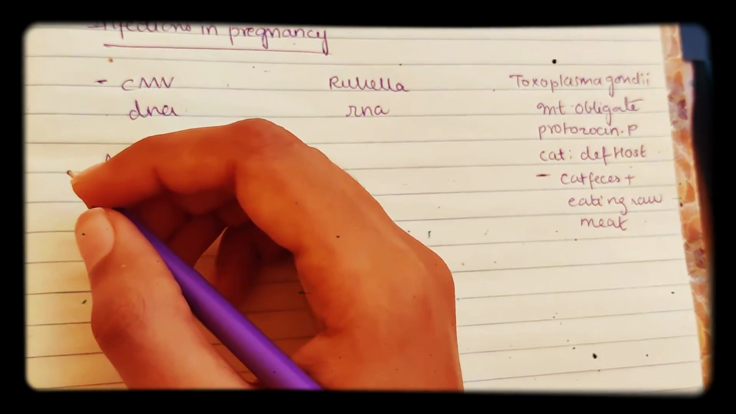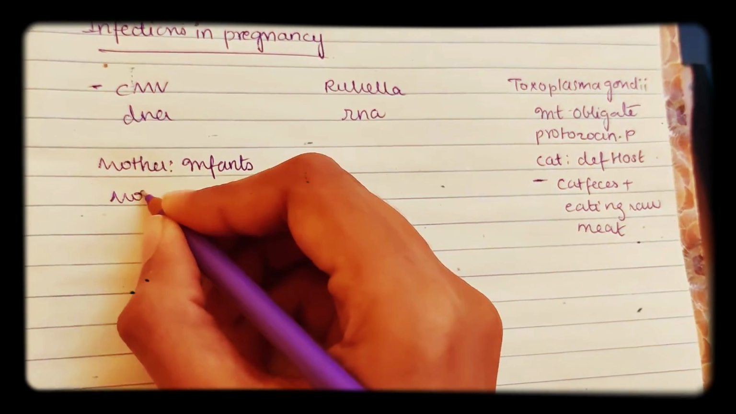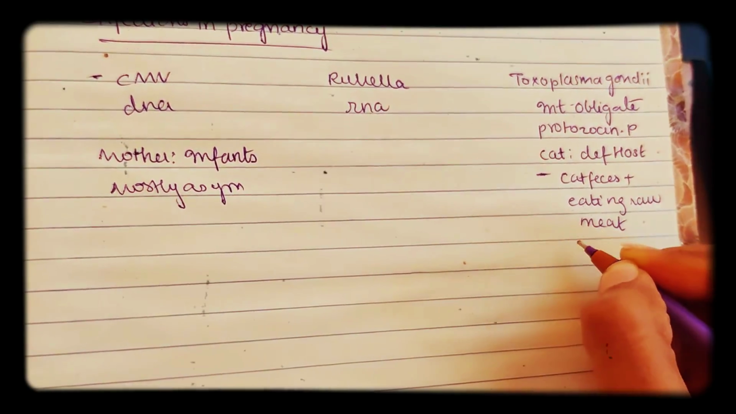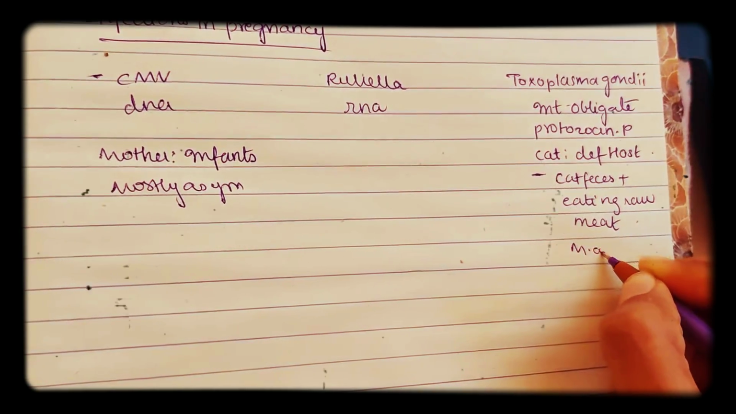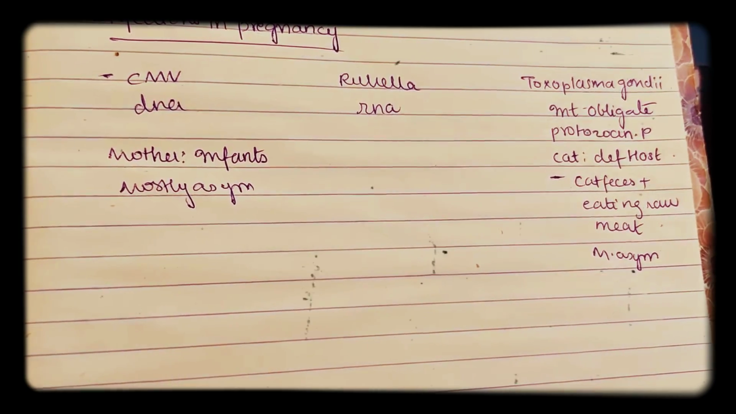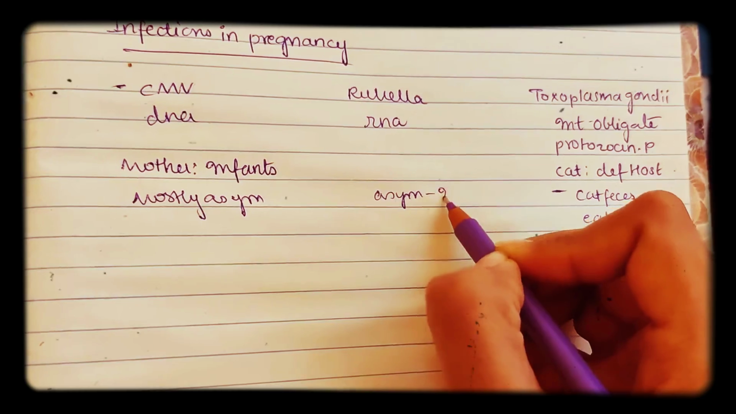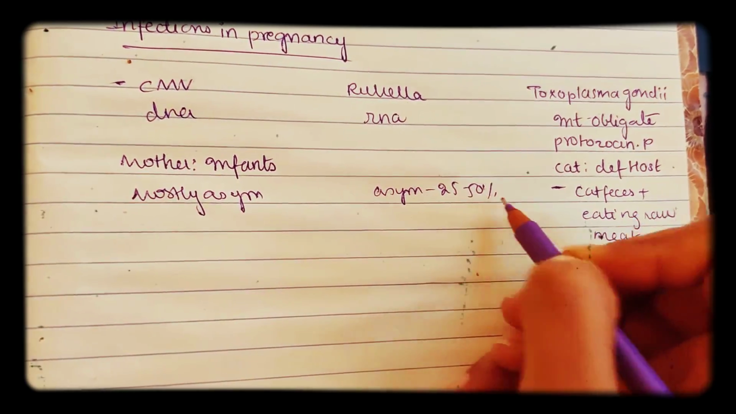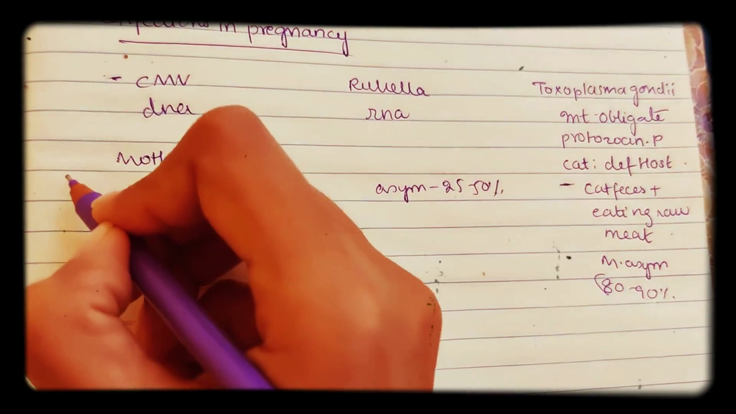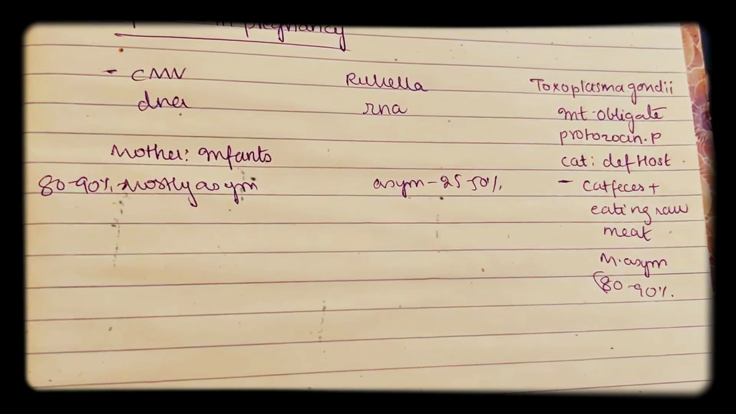Now coming to maternal infection. In the case of cytomegalovirus, the maternal infection is mostly asymptomatic, 80 to 90% asymptomatic. Even in Toxoplasma gondii, it is mostly asymptomatic, 80 to 90%. And in rubella, it is asymptomatic too, but only 25 to 50%.